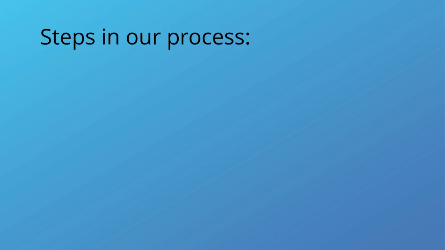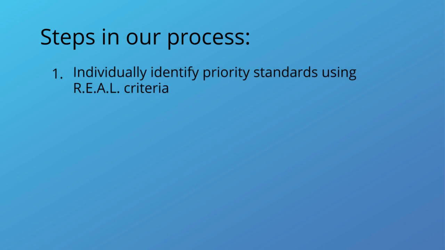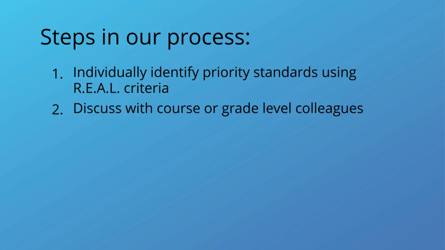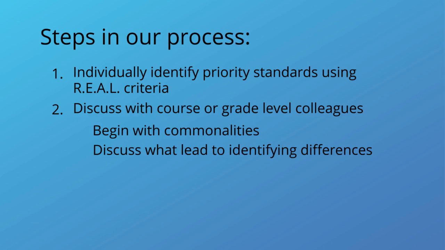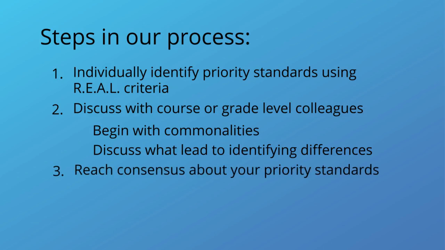Once you as an individual have identified your set of priority standards, the next step is to connect with your course or grade level colleagues and discuss. Begin with what you each have in common, and then for those that offer differences of opinions, each member of the team should share what led to that individual decision. Negotiate until you reach consensus. If you have one more or one less standard than the 1/3, you're still good to go, but try not to blur the lines any more than that.